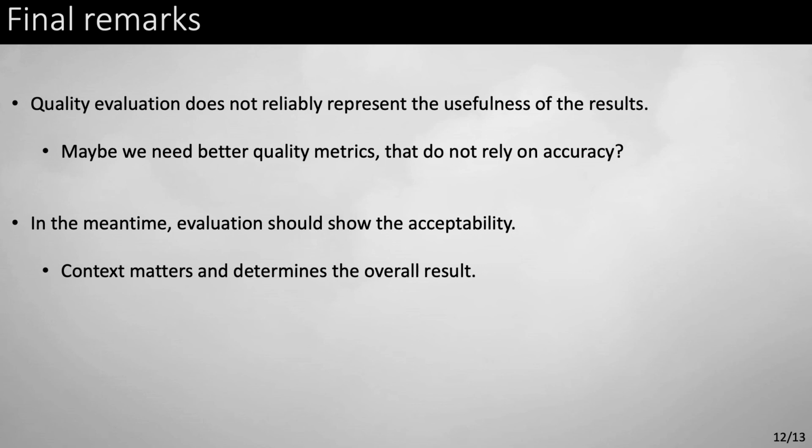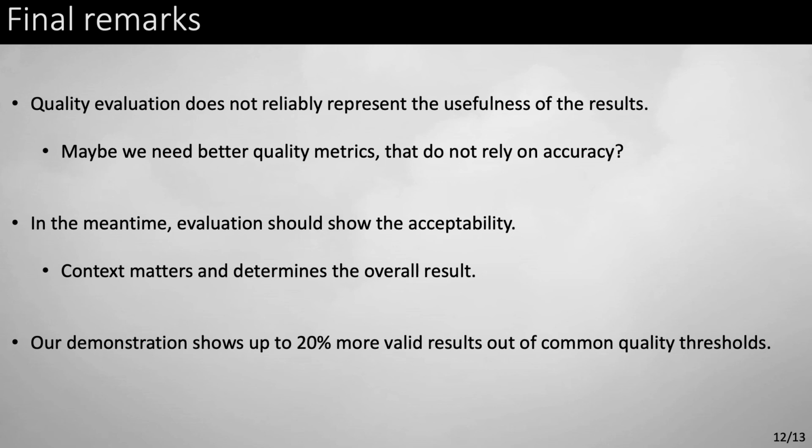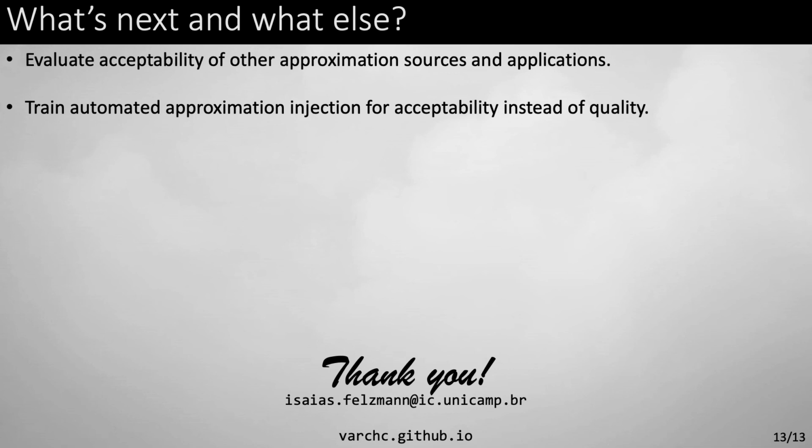To this end, the whole context of the application matters and is determinant for the overall evaluation. In our demonstration, an acceptability analysis allows up to 20% more valid results that would not be considered useful by conservative quality thresholds. Our next steps are to extend this acceptability analysis to other scenarios and different types of approximation and other applications. This should allow the design of automated systems that are designed to deliver acceptable results instead of to meet accuracy requirements.